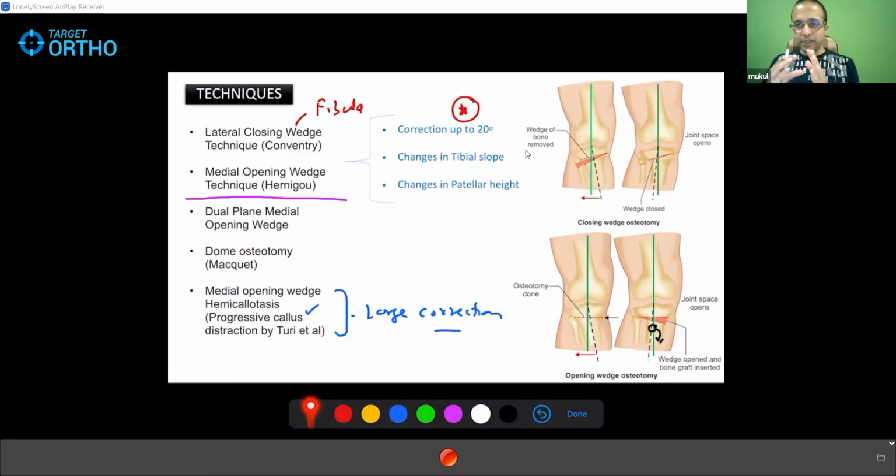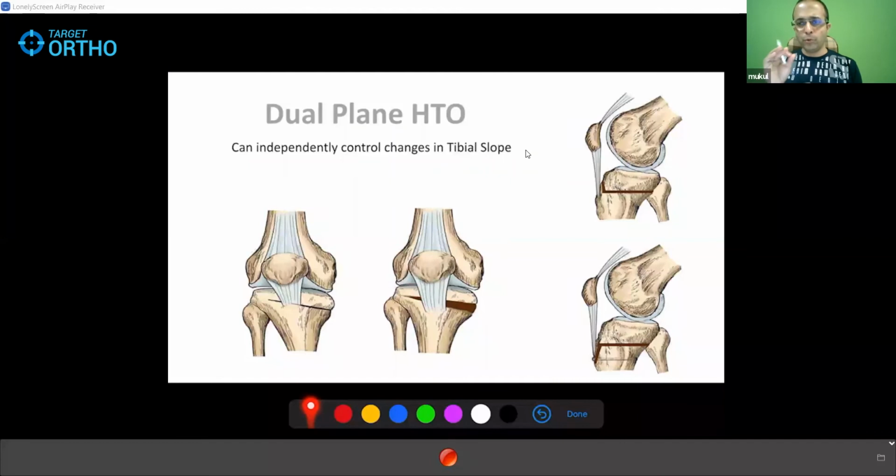So these techniques came up to overcome the shortcomings with the standard techniques, a medial opening wedge or a lateral closing wedge. So just showing you a picture about each. So this is a dual plane STO. Okay. So here you can control the changes in the tibial slope in the way which you want.